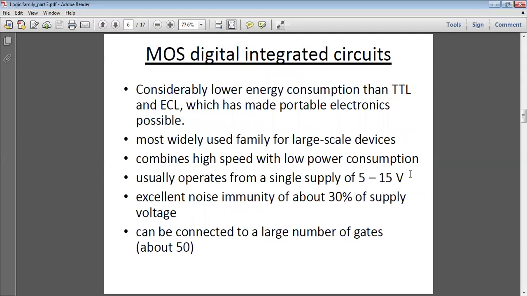The MOS digital integrated circuit. Basically, MOS has considerably lower energy consumption than TTL and ECL, which has made portable electronic devices possible. It is the most widely used family for logic devices. It combines high speed with low power consumption, usually operates from a single supply, has excellent noise immunity of about 30% of supply voltage, and can be connected to a large number of gates, about 50.